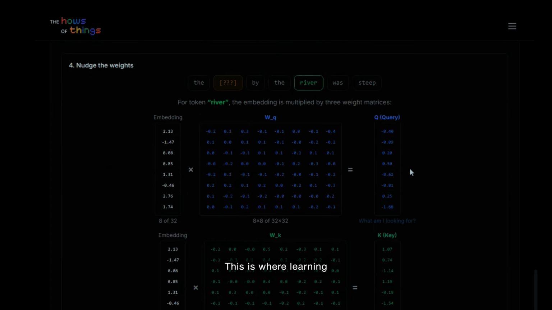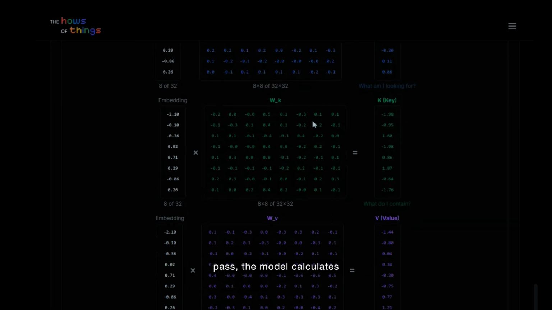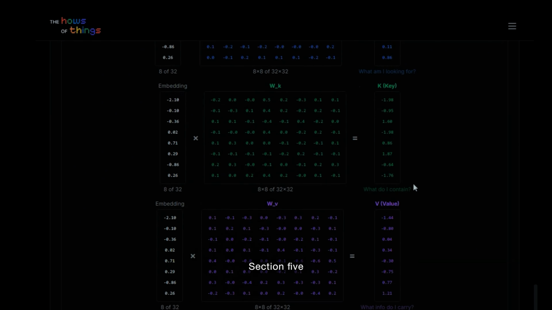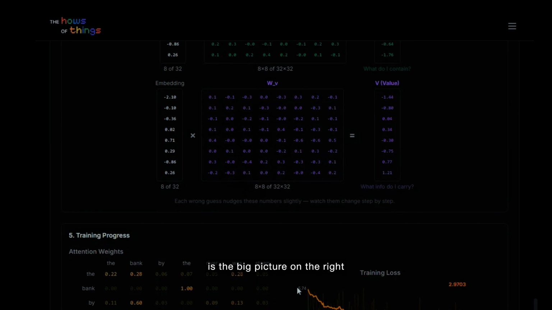Section 4, this is where learning actually happens. Remember those random W matrices from step 1? After each wrong pass, the model calculates which direction each number would move to be slightly less wrong. Then it nudges every weight by a tiny amount. Section 5 is the big picture. On the right, the loss curve. Watch it drop. Each batch of sentences makes the model slightly less wrong. The curve is heading down, which means the model is learning.